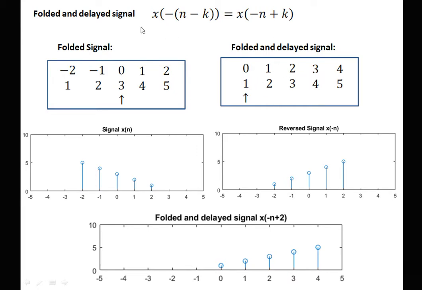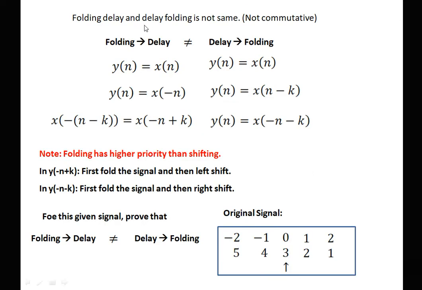So this is nothing but the output of x of minus n plus k. Now plus k is not advance because it is coming with the minus n, so it is actually a delay operation. This is signal x of n, this is a reverse signal, and this is the folded signal x of minus n plus 2. Folding and delay folding is not the same.